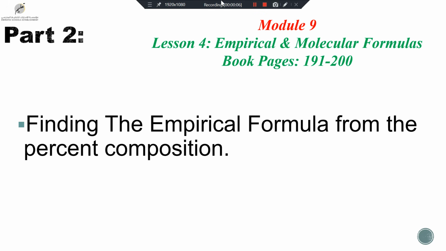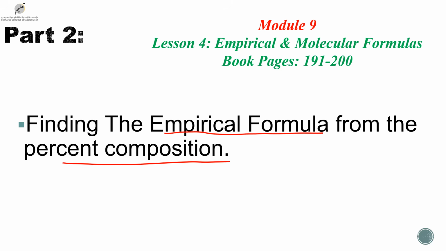So hello everyone, welcome back to part 2 from lesson 4 of module 9, which is chapter 6, and we are learning about the empirical and molecular formulas, okay? And these are the book pages. So our main goal in this part is to find the empirical formula from the percent composition.